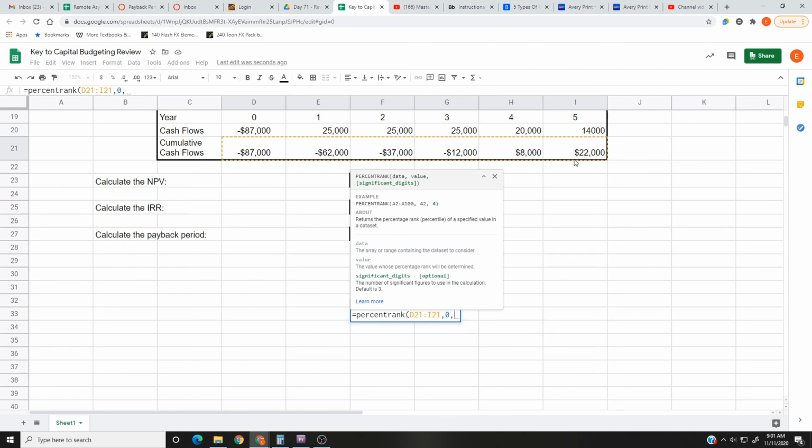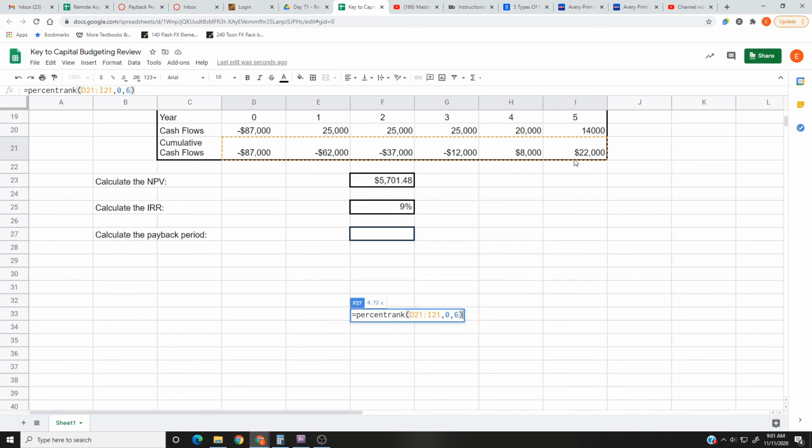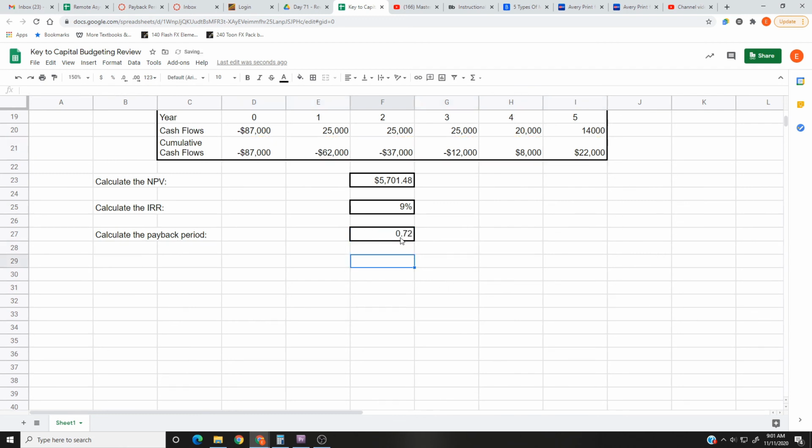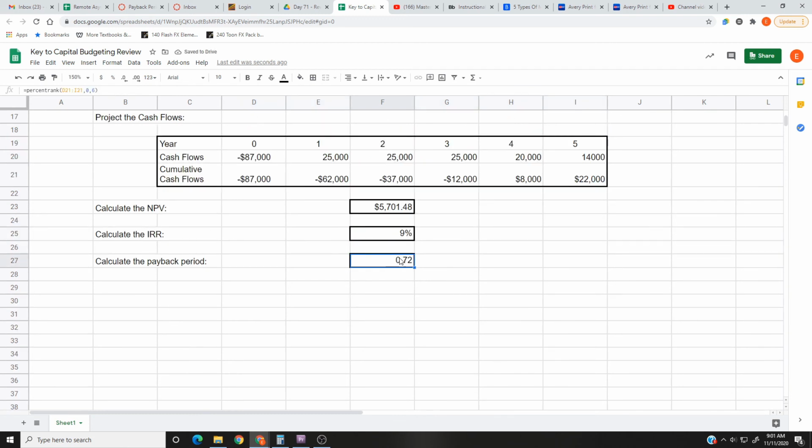And then we've got significant digits. I'm going to use 6. And that's just how many decimals. How accurate do you want it to be? Okay. But we're not done, because if you press enter, you'll get 0.72, and that's not right, because that means that it's only been 0.72 of a year. But we know that it actually happens not between year 0 and 1, but we turn positive between year 3 and 4. So to finish this, I'm going to double click.